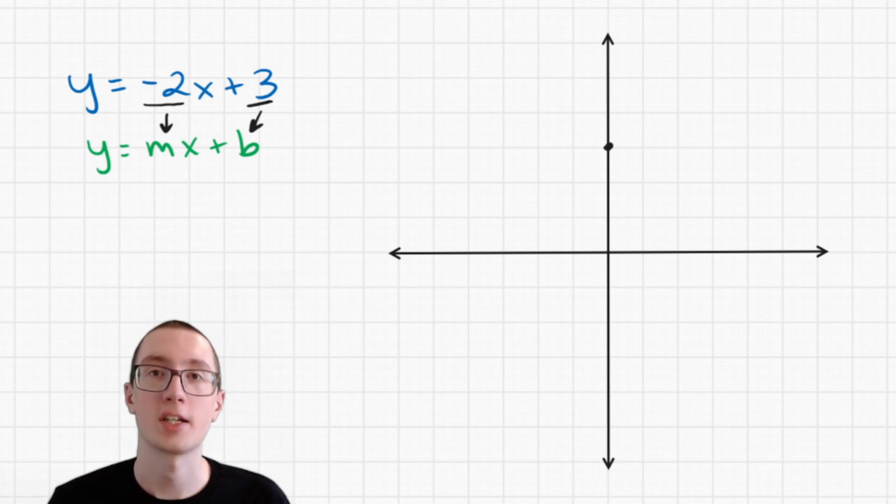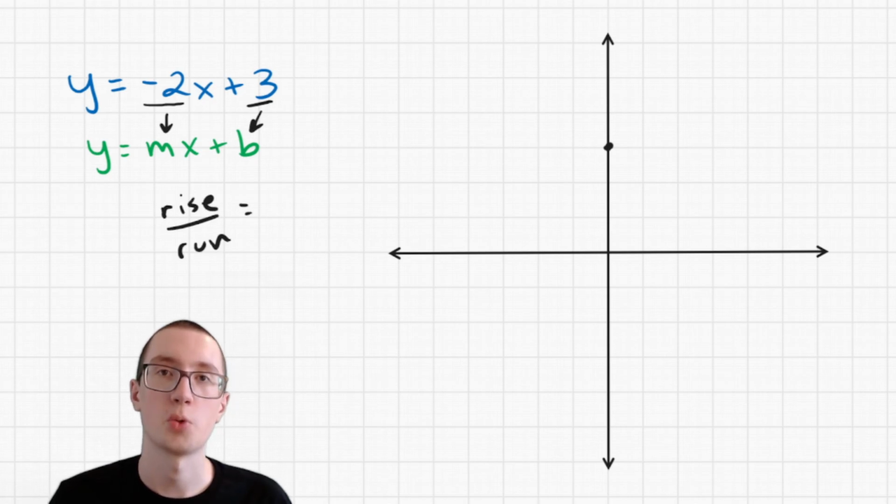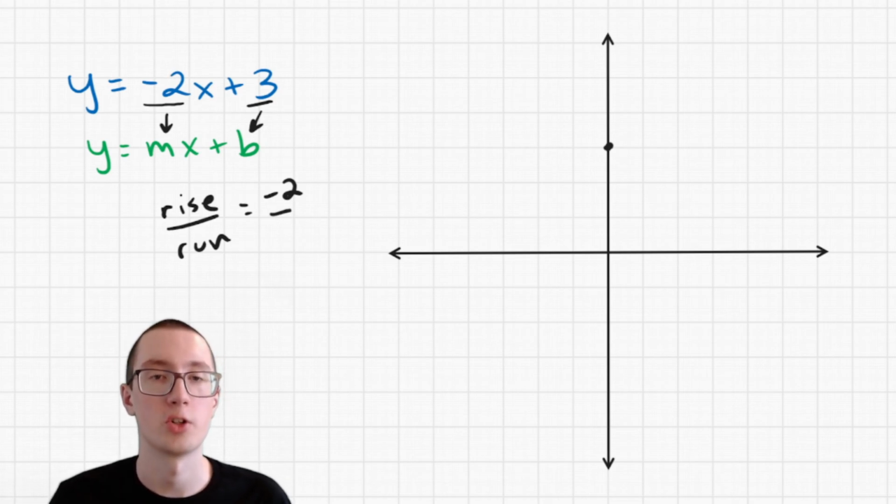But we need to figure out a second point. So we'll find our slope, which is rise over run. So our slope is negative 2. And because this is a whole number, not a fraction, remember whole numbers are always just over 1. So our rise is going to be negative 2 and run is 1.